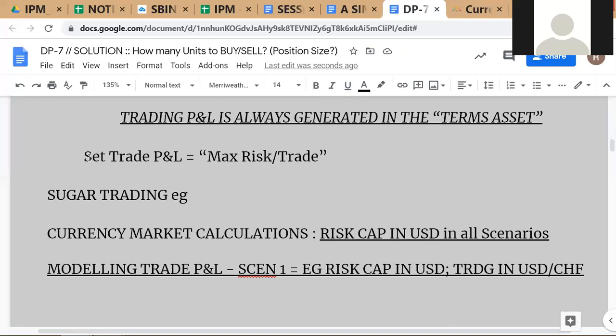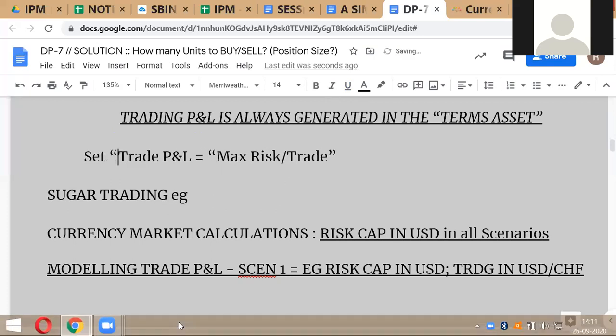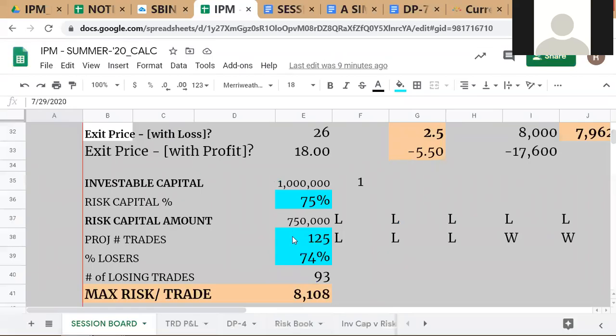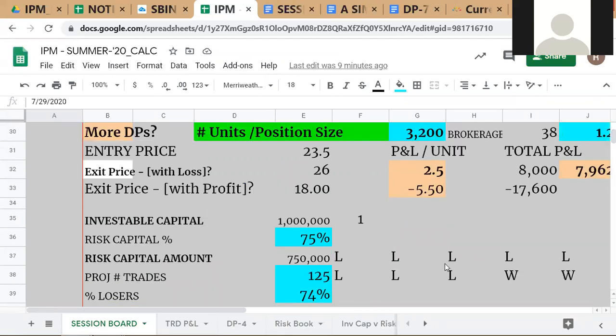So you already know this idea that when we are talking about the trade P&L, the trade P&L has to be the entry price minus exit price, in brackets, times the number of position units. Once you include the number of units, you get the trade P&L for the entire trade. We will be setting it equal to the max risk per trade, which is basically what you did here also: you looked at the max risk per trade and then you derived your position size.